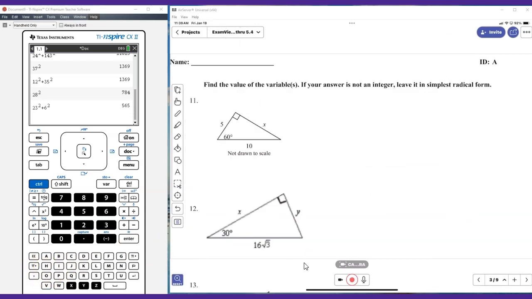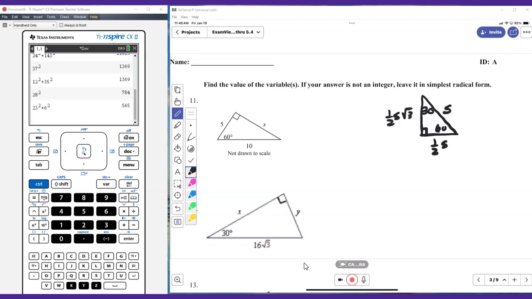Number 11, find the value of the variable. If your answer is not an integer, leave it in simplest form. So remember that we're dealing with a 30, 60, 90. So this is the hypotenuse. The shorter side will always be half the hypotenuse, and the altitude will always be 1/2 the hypotenuse times the square root of 3. So here, the hypotenuse is 10. This is 30. So the shorter side is 5. So the altitude of the triangle is going to be 5 times the square root of 3.